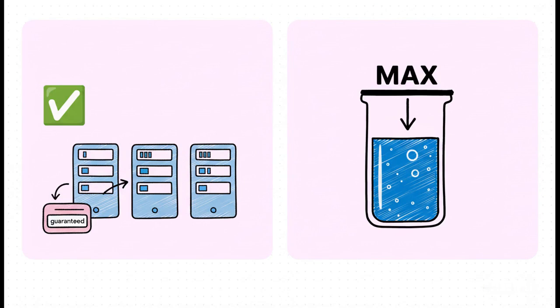A request is the minimum amount of CPU or memory you guarantee to a container. Kubernetes uses this number to figure out where to schedule your pod, which node has enough room. Then there's the limit. That's the absolute maximum the container is ever allowed to use. That's the hard ceiling, used for enforcement.